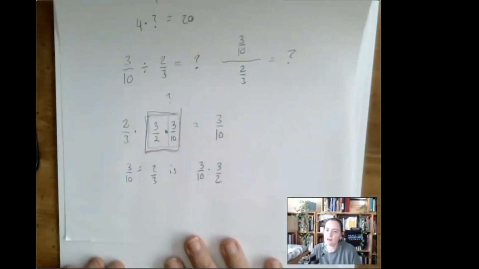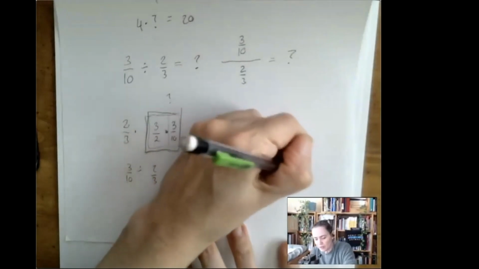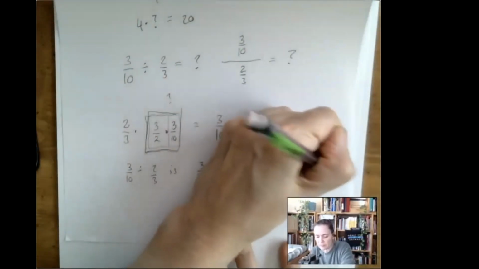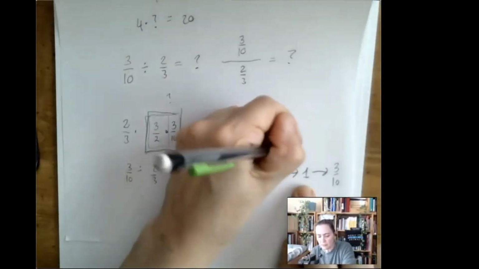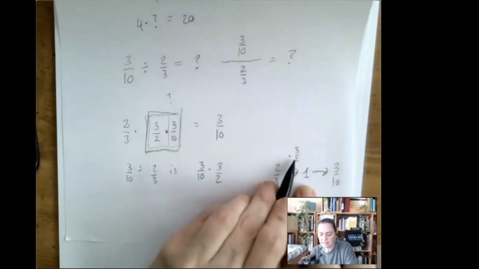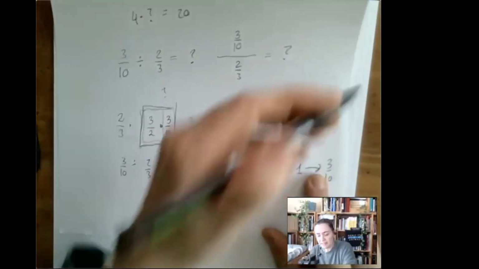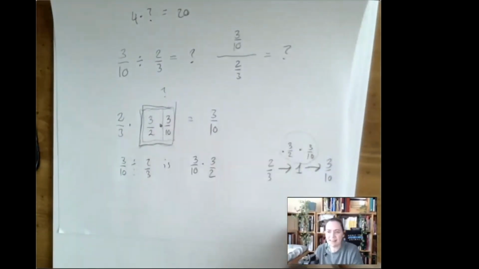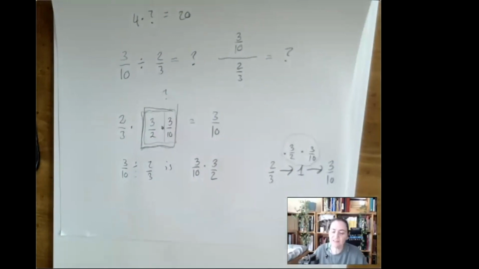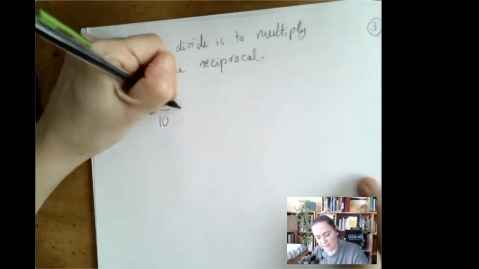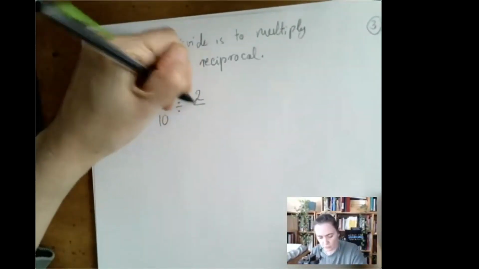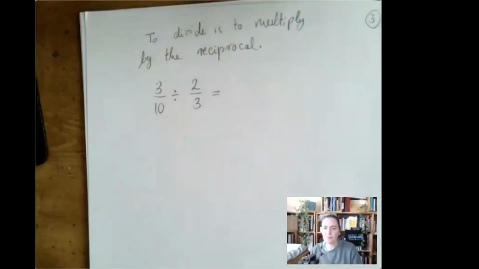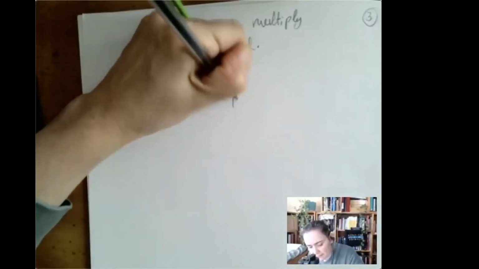So this is another way to argue. From 2 over 3, first we go to 1, because from 1 it's so easy to go to 3 over 10. And from 2 over 3 to get to 1, you just multiply by the reciprocal. 2 over 3 times 3 over 2, that's 1. And 1 times 3 over 10 is 3 over 10. And so here is the multiplier that we need. Again, these are pointing you in the same direction, which is to divide is to multiply by the reciprocal.